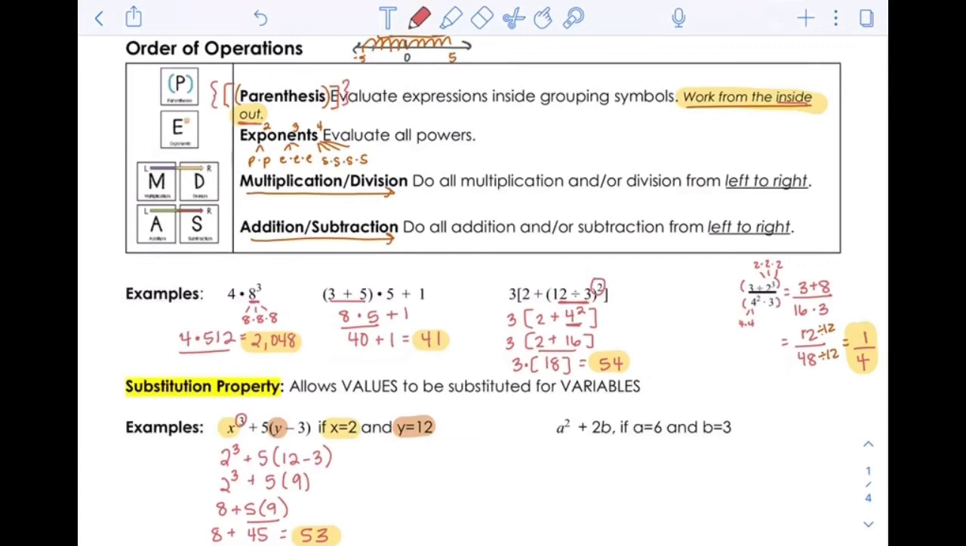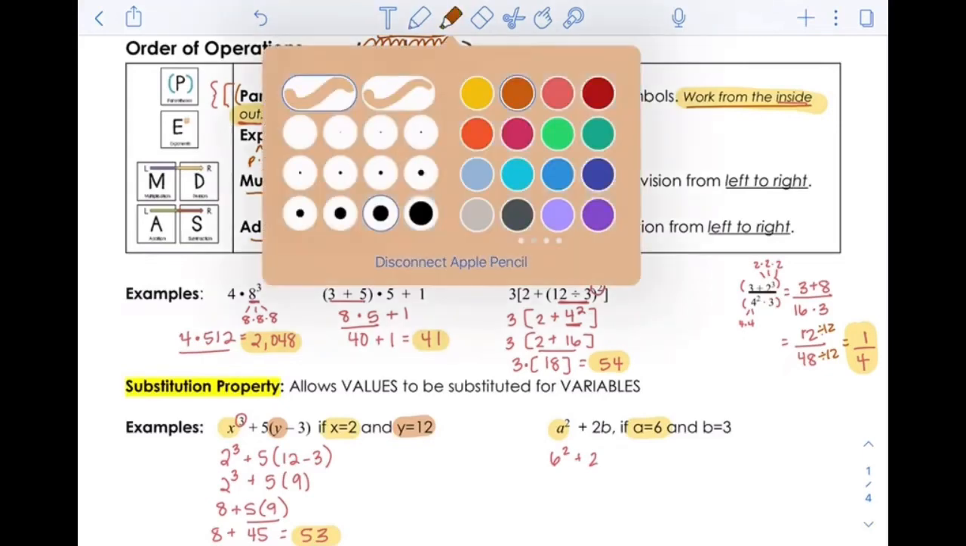Now we're going to take a look at our final example. A squared plus 2b. And when we have 2b, it's implied that it's 2 times b. So we're going to use substitution once again. It's telling us here that a equals 6. So anytime I see an a, I'm going to put a 6 in its place. So I have 6 squared plus 2, and it's telling me that b equals 3.